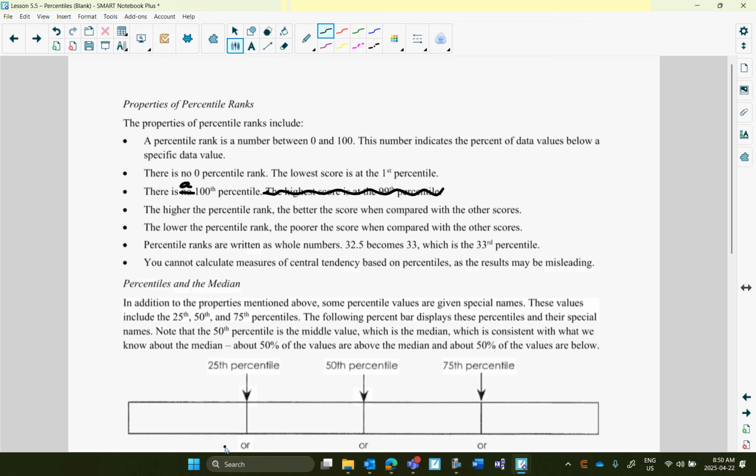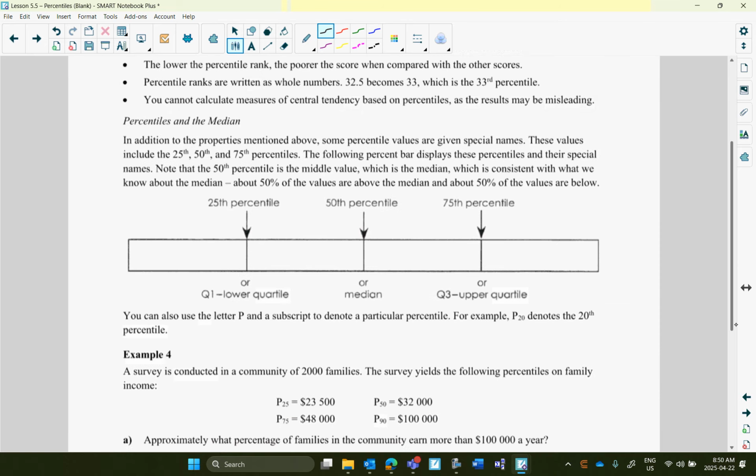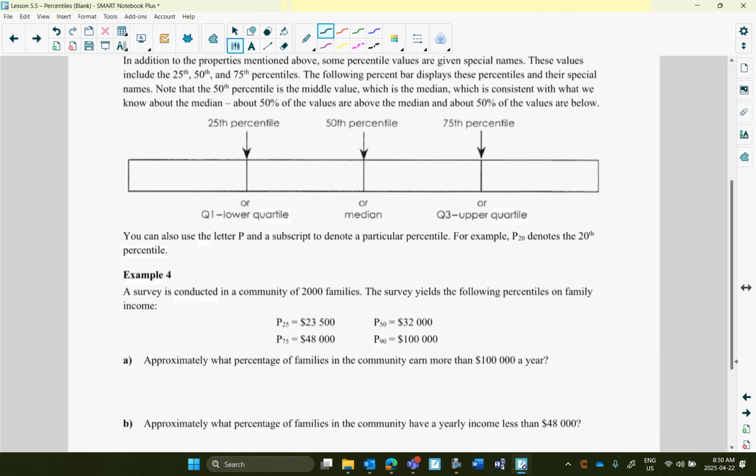There is a relationship between percentiles and the median. If you look at this diagram here, the 50th percentile is the same as the median. Remember, the median is where about half the scores are below and half the scores are above. That's the same as the 50th percentile, where half the scores are the same as or below, and the other 50 would be above.